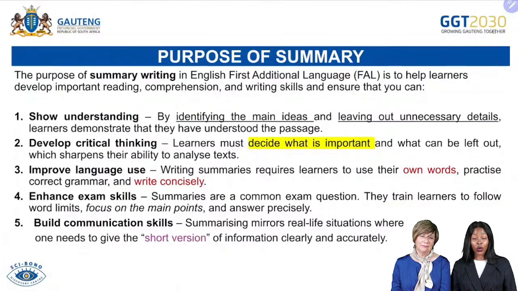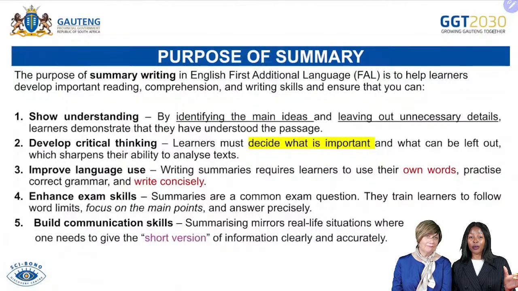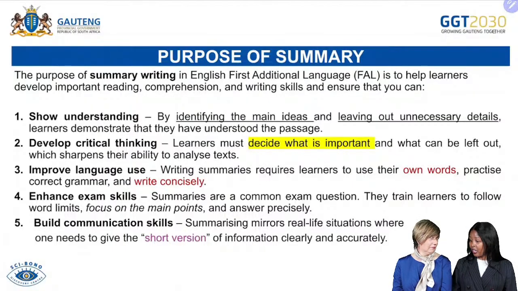ensure that you can do all these 5 things that I'm going to read out to you. Firstly, to show understanding by identifying the main ideas and leaving out unnecessary information or unnecessary details. Liz has already mentioned that we are looking for mainly the main points, and whatever supporting evidence to it is unnecessary for a mark allocation, right?